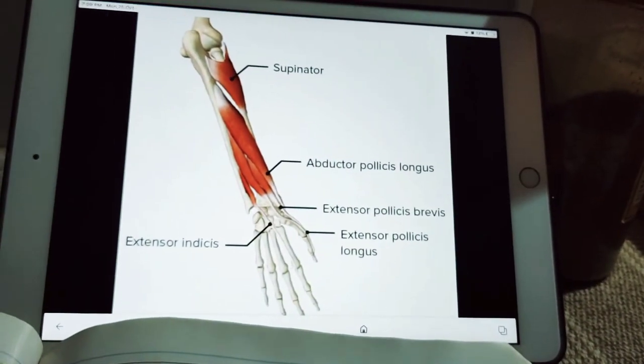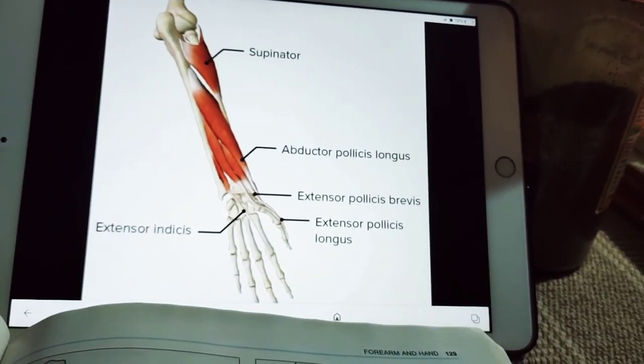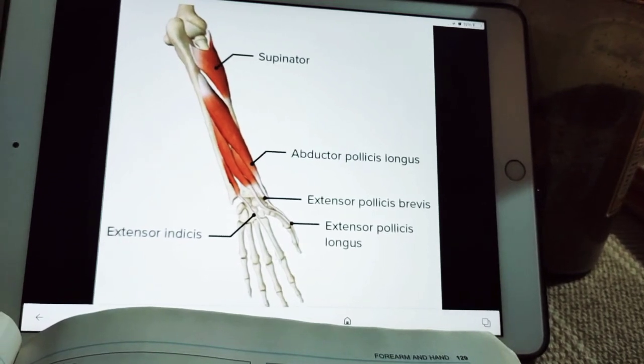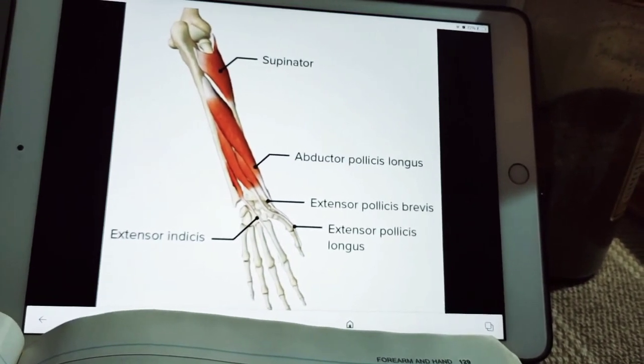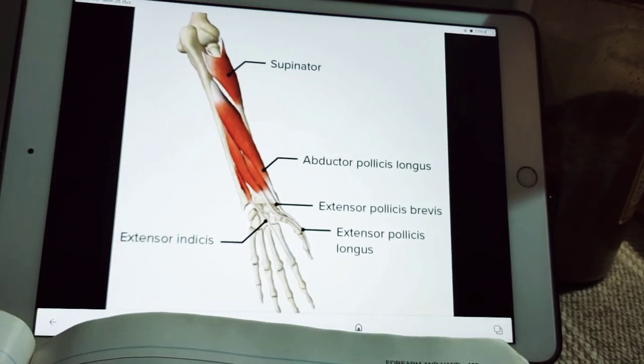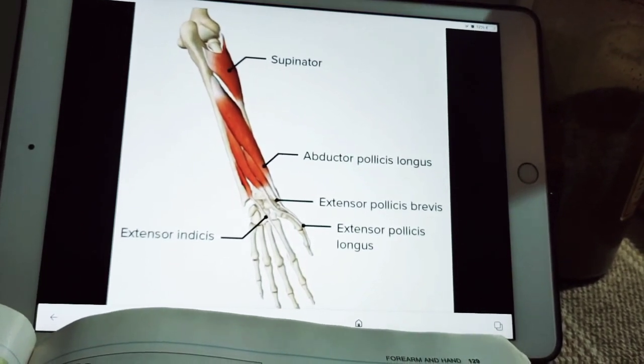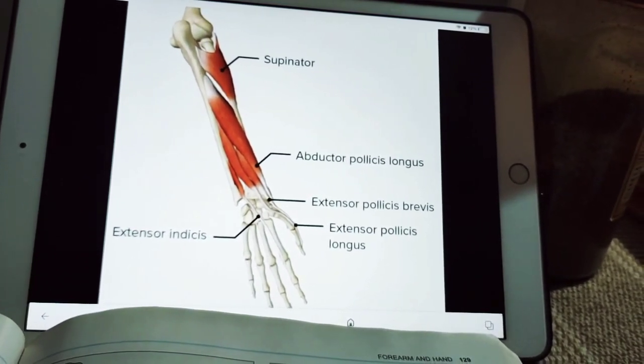That's it. With this we have completed the deep muscles of the posterior compartment, also called the deep muscles of the extensor compartment of your forearm. Next we will discuss the extensor retinaculum, and also one more topic, the dorsal digital expansion.